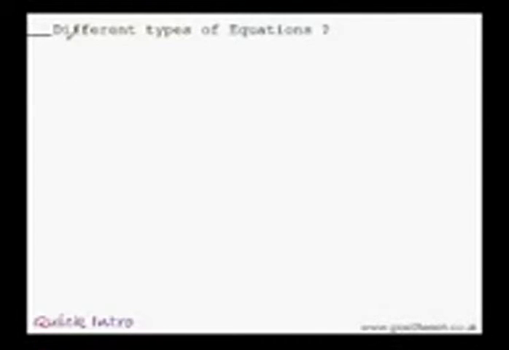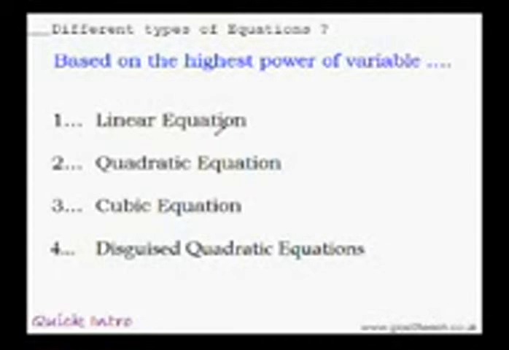So can you tell me what the different types of equations are? If you are trying to classify them on the basis of the highest power of the variable, then it can be a linear equation. Let me give you an example. This is the same equation we solved a few moments back, and here you can see that the highest power of x is 1. So any equation which has the highest power of the variable as 1 will be called a linear equation. So I'm sure now you can easily guess what quadratic equations are.